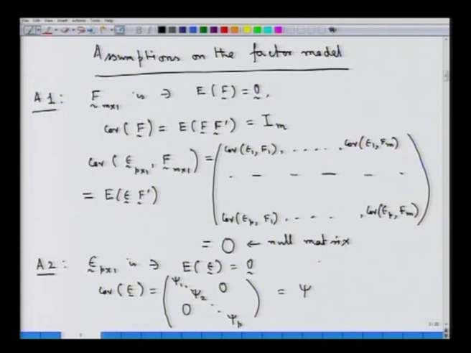There is a name that is attached to these psi i elements. These psi i's are called specific variances. The notation is nothing new actually, because these epsilon 1, epsilon 2, epsilon p are specific factors, and this is the variance covariance matrix attached with this epsilon vector, and hence psi i's are what are called the specific variances, right. Now, with these assumptions we will move further, and we will see this sigma matrix.